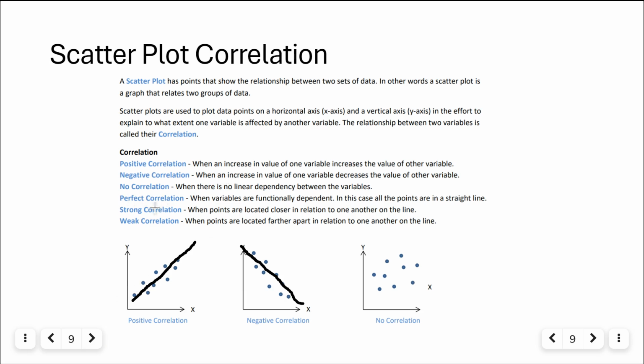Okay? Perfect correlation means all the points are in a straight line. So this would be a perfect positive correlation. All of the points are on the line, literally. Strong correlation, which both of these are, means the points are closer in relation to the line to one another. So they're really close to each other, okay, and they're really close to the line. Weak correlation means the points are located farther apart in relation to the line. All right.